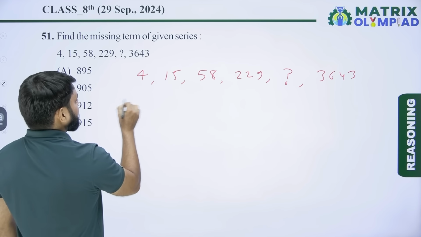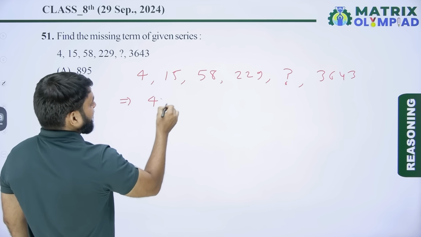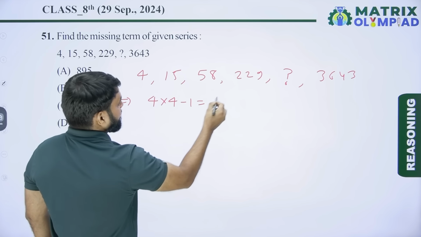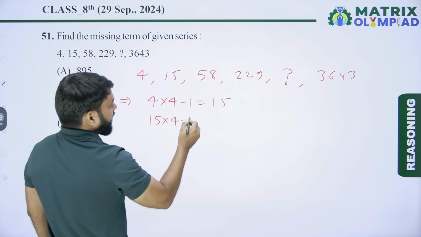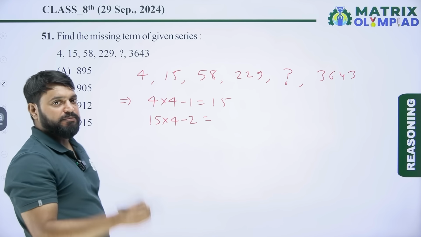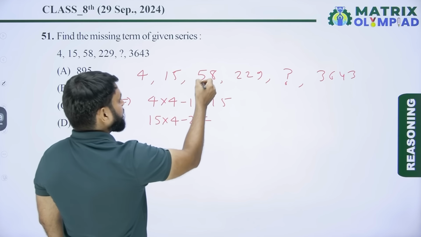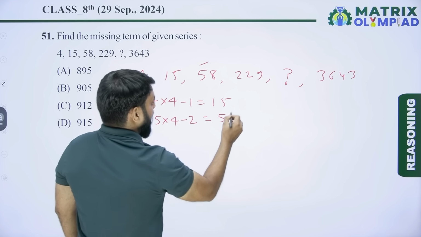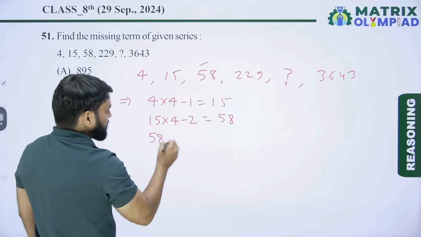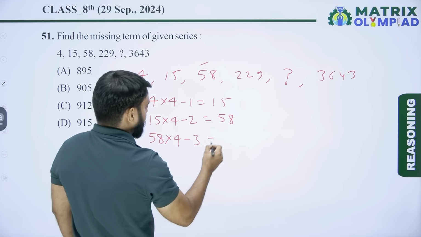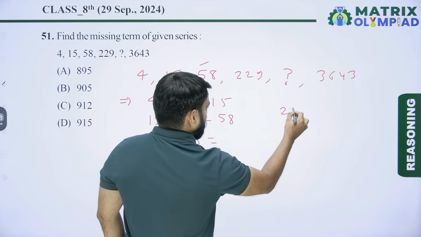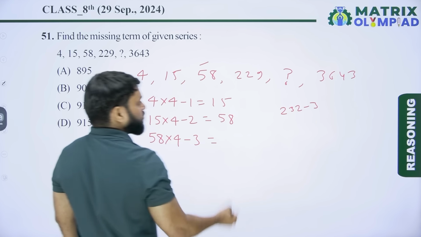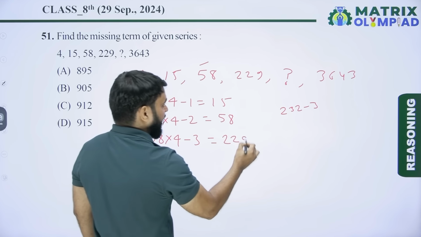So in this series, 4 multiply by 4 minus 1, it means 15. Now 15 multiply by 4 minus 2. 15 multiply by 4, it means 60, minus 2, it means 58. After 58, 58 multiply by 4 minus 3. 58 multiply by 4, it means 232 minus 3, it means 229.